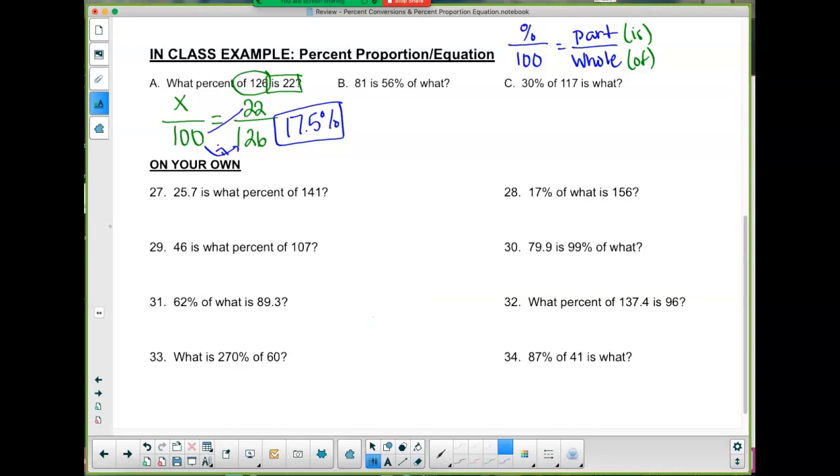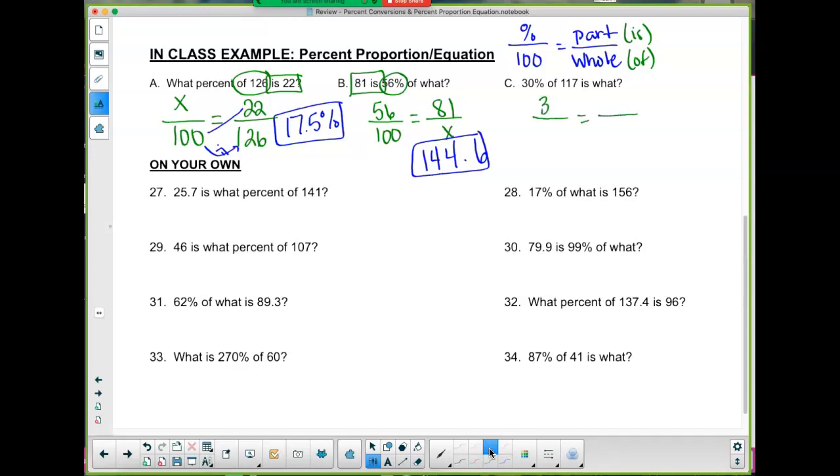Okay, the next one. 81 is 56% of what? Now we have a percent. I know that because it's got a percent sign, so 56 over 100. Where should I put the 81? On the top or the bottom? Tyler? Top. It says 81 is, and is goes on the top, x goes on the bottom. So we solve that. 100 times 81 divided by 56. And you get 144.6. Agreed?